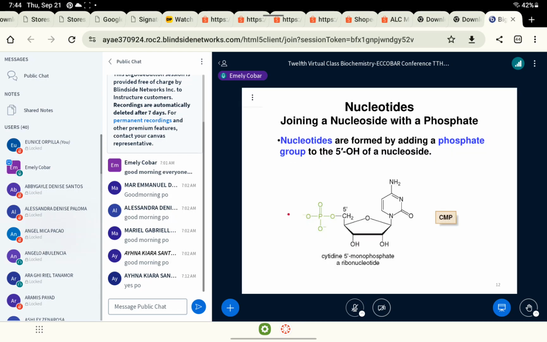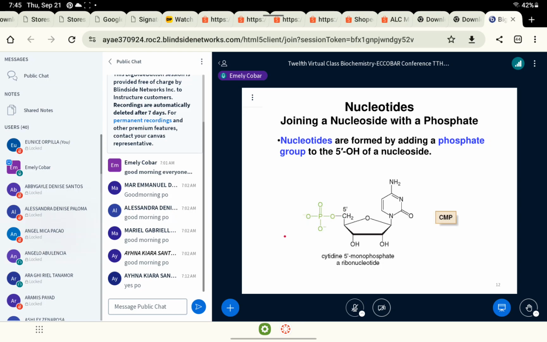Okay, next now. Punta na tayo sa nucleotides. If we add a phosphate group to the left side of the sugar, connect it to carbon number 5 of sugar, then we have now the complete nucleotide, mononucleotide, having now the three components. You have the phosphate, the sugar, and the nitrogenous base. So how do we name it? Or before we name it, it says, nucleotides are formed by adding a phosphate group to where? To the 5' OH of the nucleoside. Ito yung 5'. Okay? Ito yung fifth carbon.